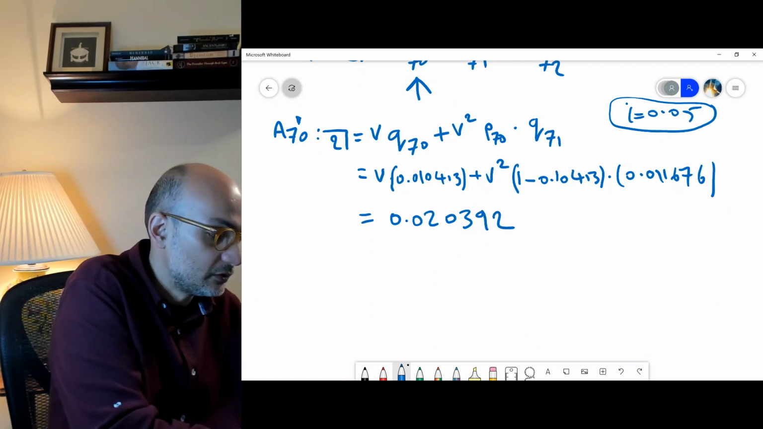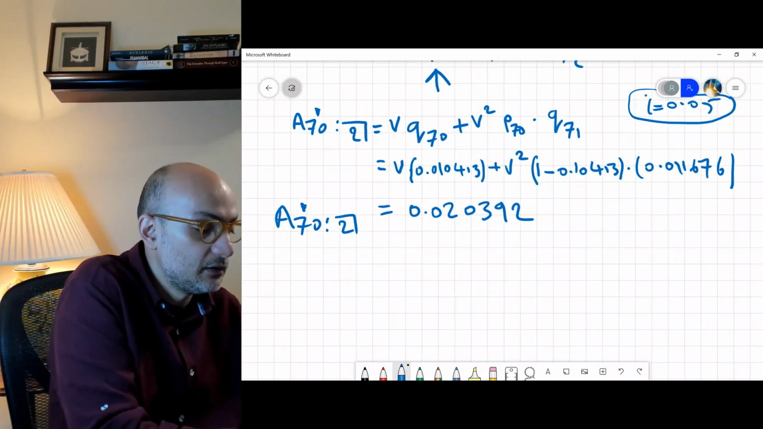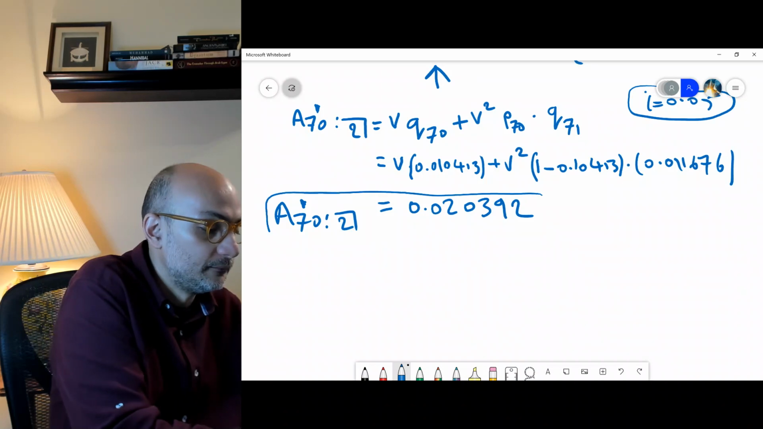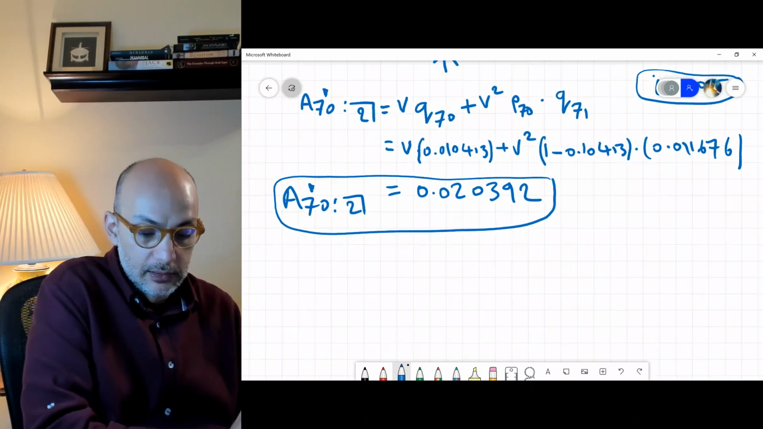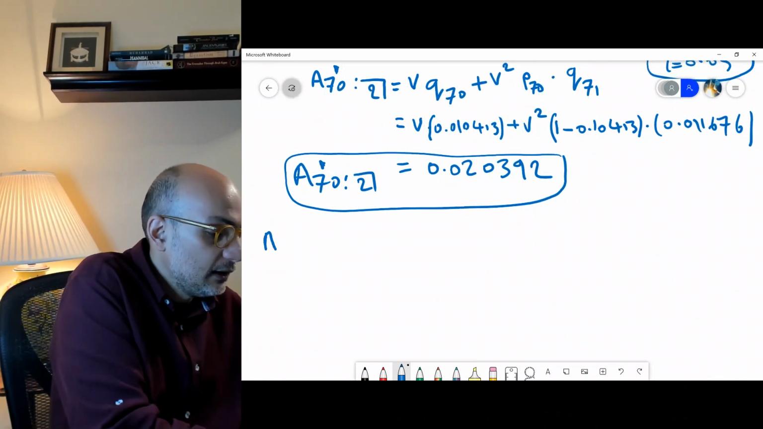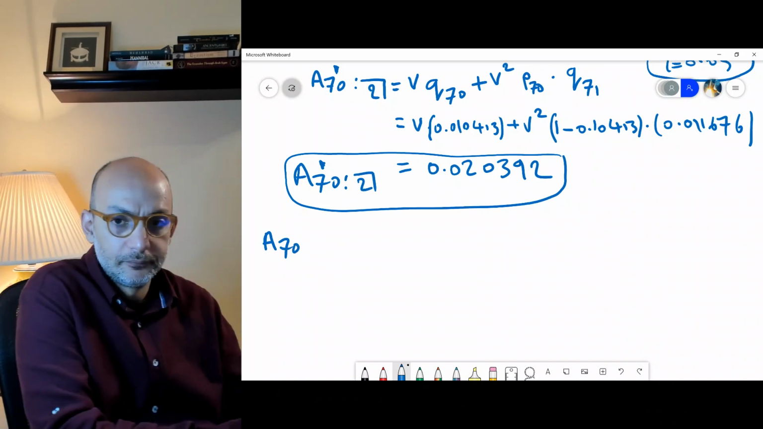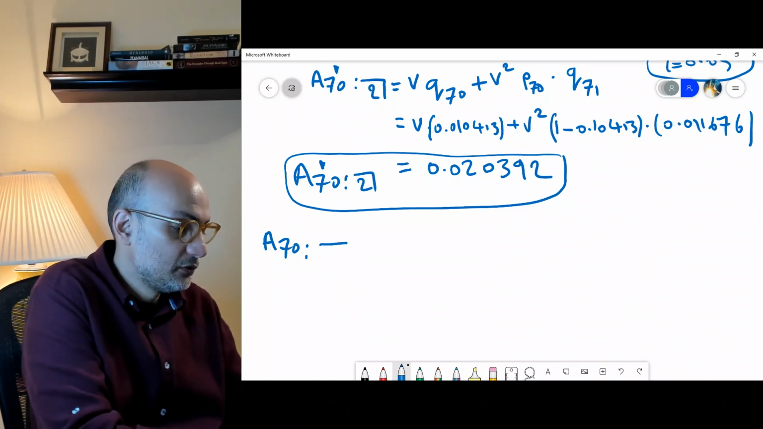So you calculate this one, it will be 0.20392. So a 70 term life insurance for somebody age 70 for 2 years, paid at the end of the year of death is this one, using life table. What if you want to calculate A70 instead of 2 years, you need to calculate it for 5 years.